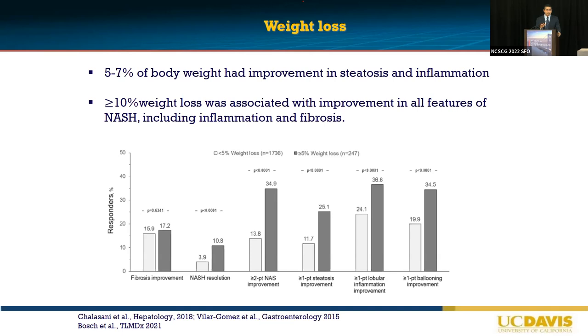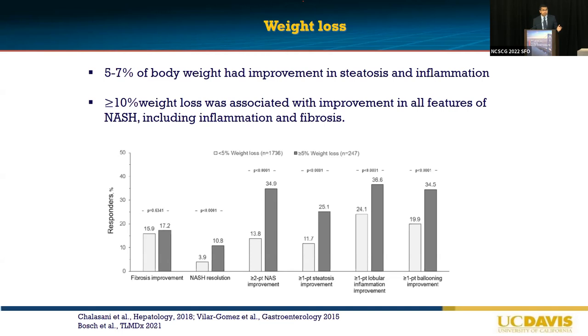And this is data from prior as well as in this year's ASLD, which showed that, as you can see in the below bar diagram, more than 5% weight loss was associated with significant improvement of all the histologic markers for inflammation, but not for fibrosis. More than 10% weight loss in the previous work showed it was associated with not only improvement of the NASH, but also with fibrosis. So definitely it works. And I'm sure all of you have seen some of these patients in your practice as well.